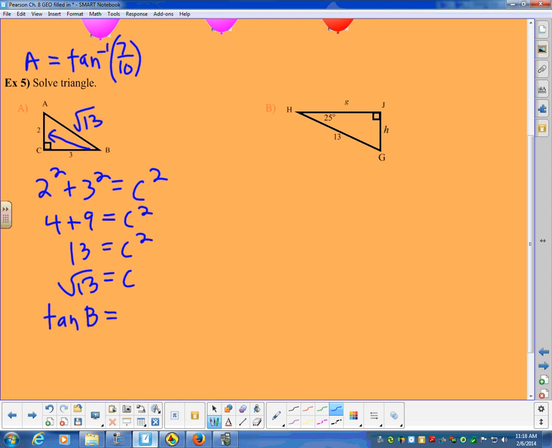2 over 3, that's right. And then how do I solve that on my calculator? Do you remember? Second tangent to get the inverse tangent, and then in parentheses 2 over 3. Will you show me how to do that online? Because I can't do it.